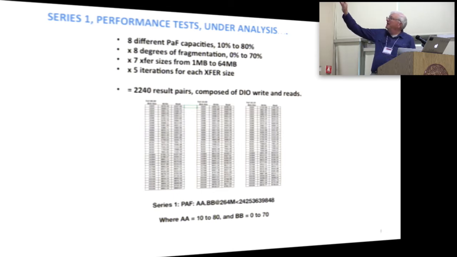And you can see here we've got different capacity levels we've run this at. We've got 8 different degrees of fragmentation, from 0 to 70% fragmentation in the file system in the lab, 7 different transfer sizes, mostly focused on direct I/O, and 5 iterational passes with each one of these tests. And all of this data is undergoing analysis. And so far, what I can say today is we are seeing some substantial impacts on Lustre at low percentage of utilization, depending on how the file system is fragmented.